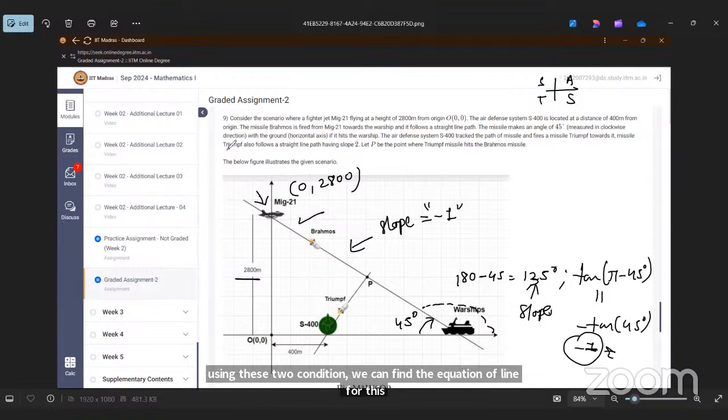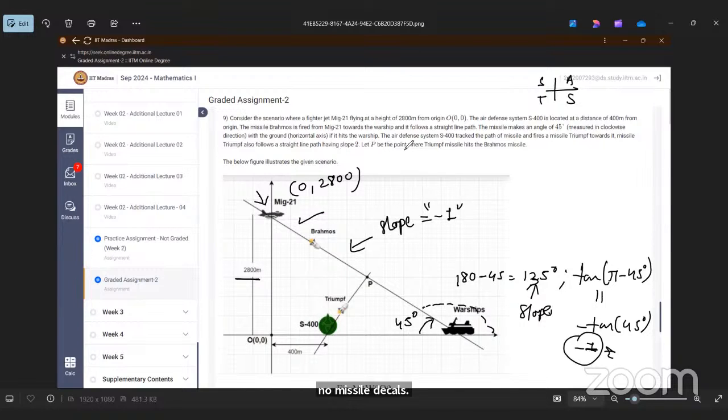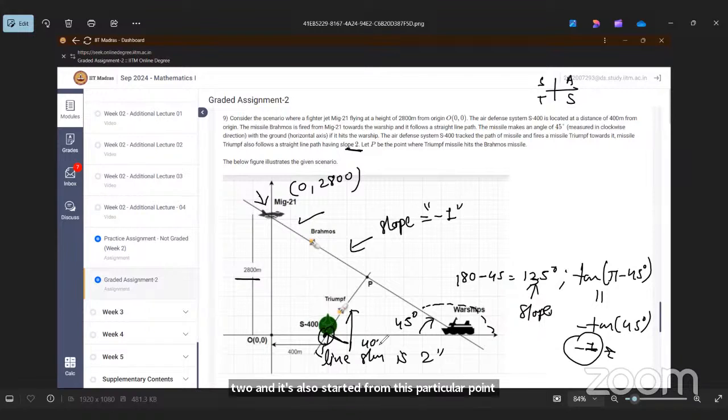Now the missile takes angles with the ground if it is a ship. The air defense system S400 tracks the path of the missile and fires, with the line having slope 2. So this line has slope 2, and it also starts from this particular point, which is (400, 0), correct? Again, we have much information. Now let P be the point where the missile hits the warship. So what is the question? We have to find the value of P. Is that the question?